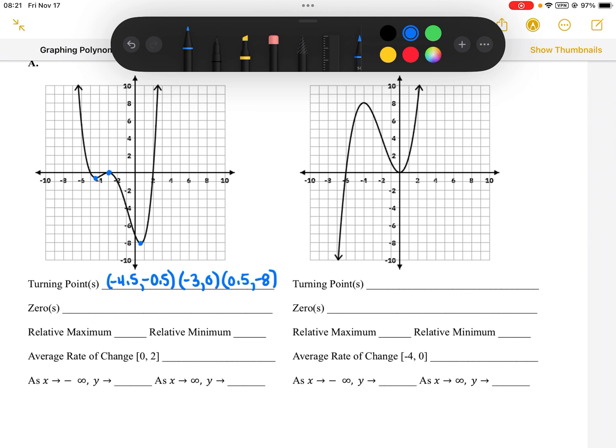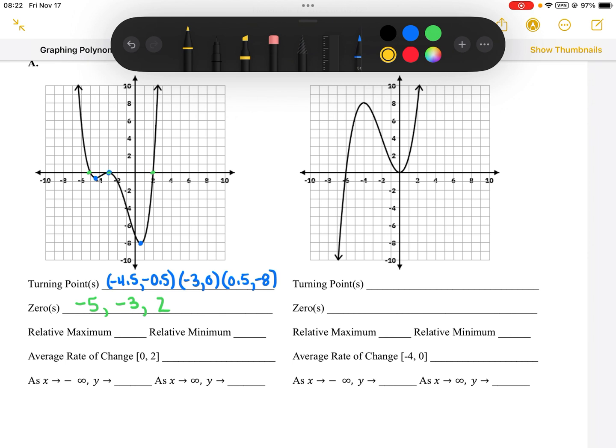Zeros are where it crosses the x-axis. So I have 1, 2, 3 zeros, and you can just list out those values. The first one's -5. Second one, -3. Third one, 2.